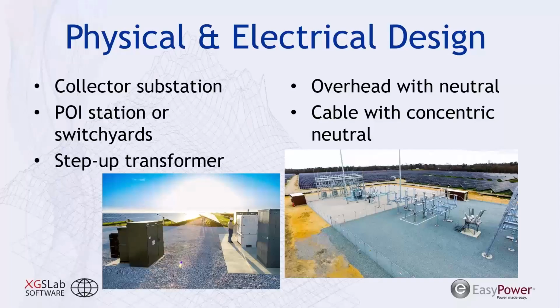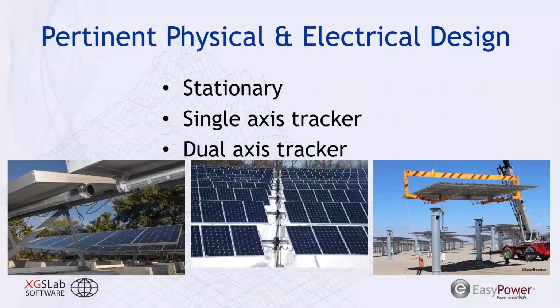And internally to our PV power plant, we could have overhead circuits with neutrals, and that would be more consistent with those dispersed systems. Or we could have interconnections through our feeders using our cable with concentric neutrals. How we're actually holding our panels up is also going to be dependent on your system.